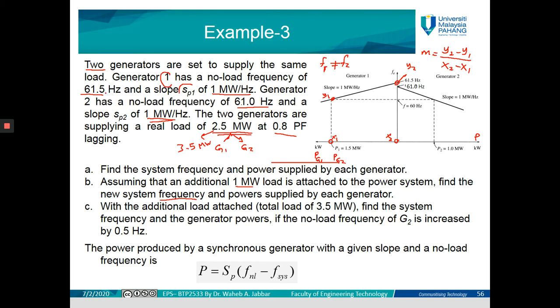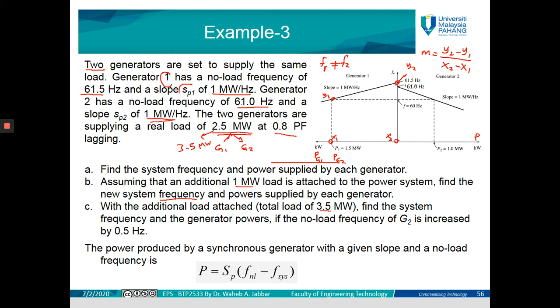The first frequency, for example, in the no load case, is 61.5 and 61. You want to know what the new frequency is when we increase the load to 3.5. You also want to know P1 and P2 again for the two generators when the load is increased. With the additional load attached, with the 3.5 megawatt, find the system frequency and the generator power.